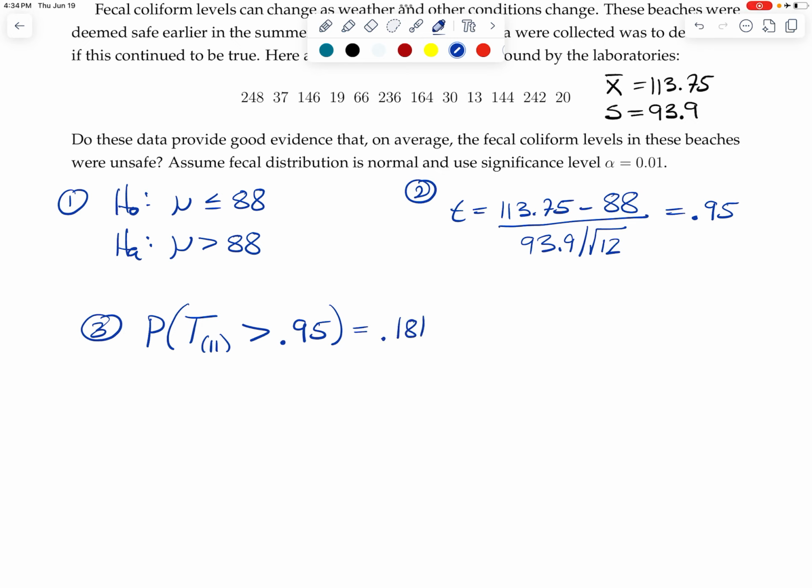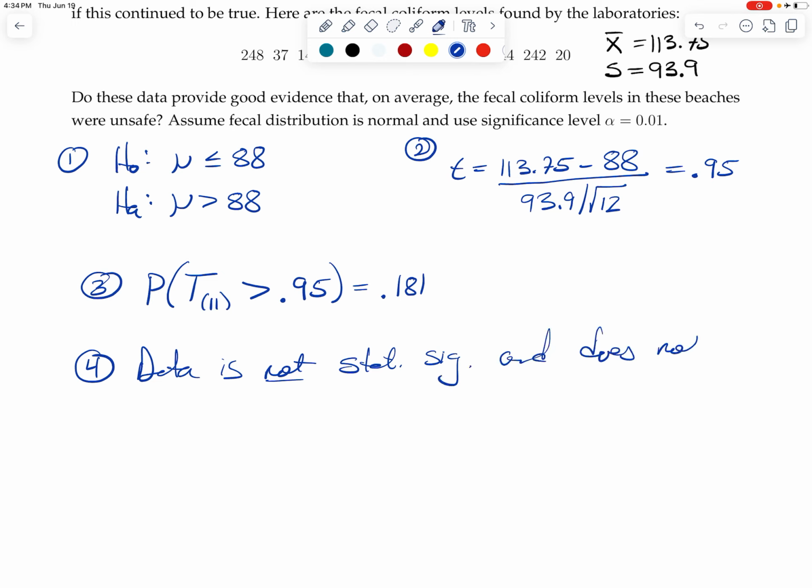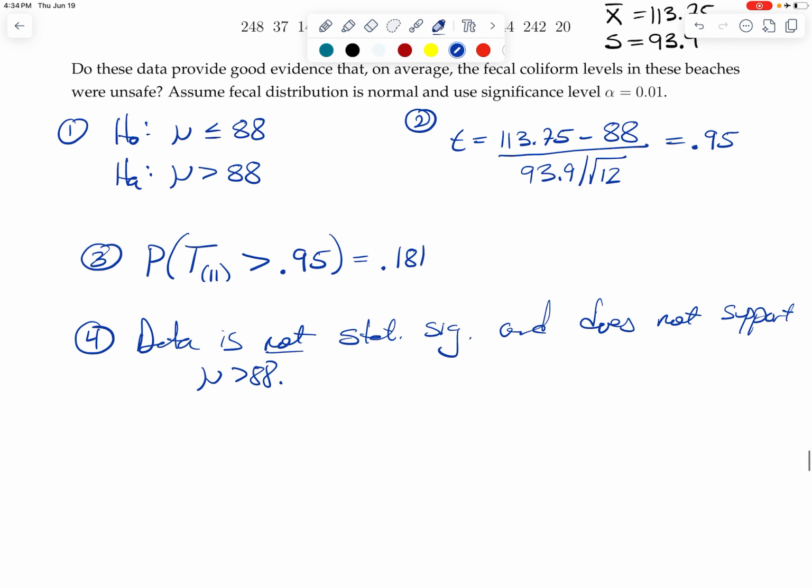That's a very large p-value, and so we are going to conclude that the data is not statistically significant and does not support the claim that mu is greater than 88. There's not any evidence that mu is greater than 88. The classical way you would say this is that we would fail to reject the null hypothesis in classic language.